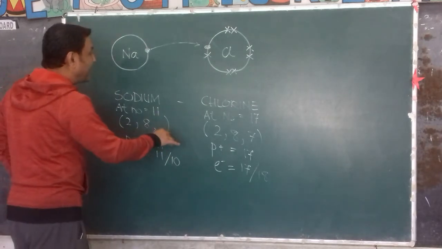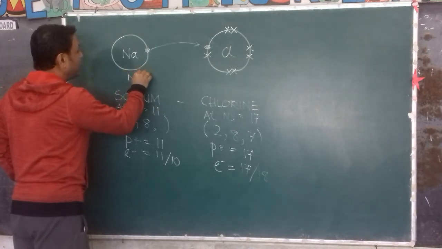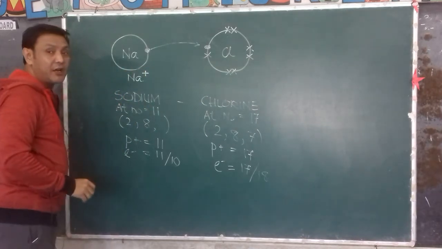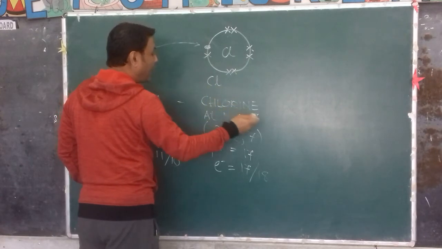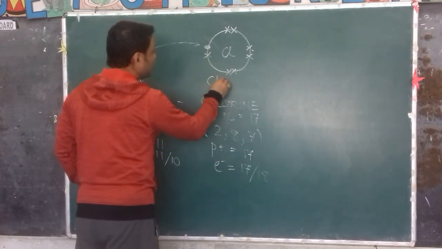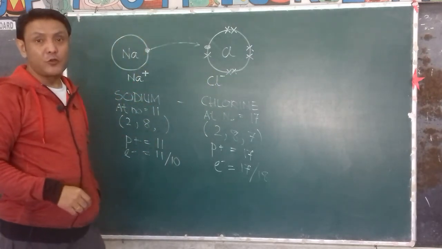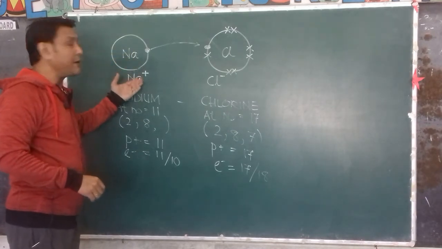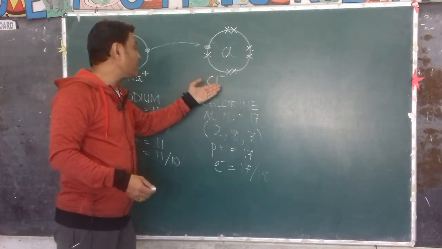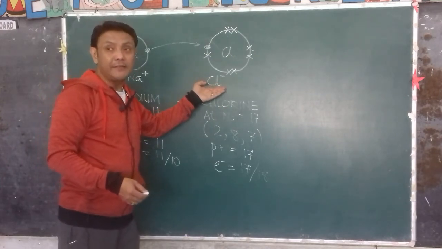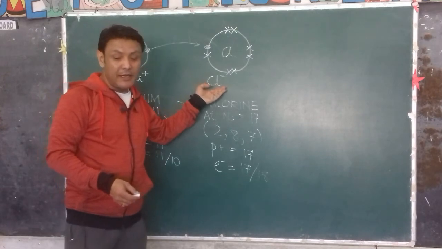So sodium will have 1 electron less. That means 1 proton more. Therefore sodium will be a positively charged ion, whereas this is called the chloride ion. Chlorine receives 1 extra electron from sodium, so sodium becomes Na plus, and chlorine becomes Cl minus. So metals are electropositive because they form positive ions, and non-metals are electronegative. Why? Because they form negative ions or anions. The positive ions are called cations, and the negative ions are called anions.